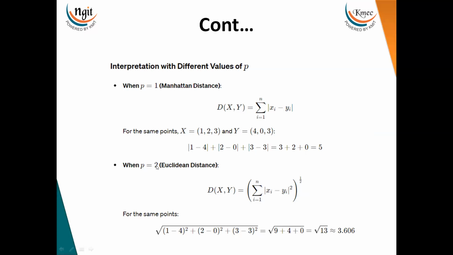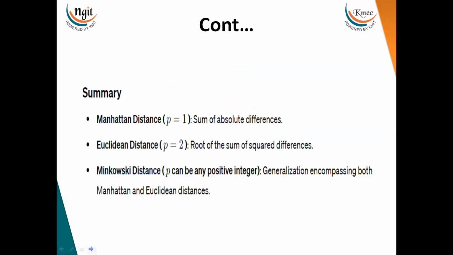When I'm taking p value 2, it will behave like Euclidean distance. So when I'm taking p value 2, what will be the formula? This was the formula of Euclidean distance. Again, I'll take the same data points: x1 minus y1 whole square plus x2 minus y2 whole square plus x3 minus y3 whole square, and when we solve this, we'll get the final outcome. So this is your Minkowski distance. Just to summarize here: when I'm taking p value as 1 in Minkowski distance, it will behave like Manhattan distance, and it is used to find the sum of absolute differences.